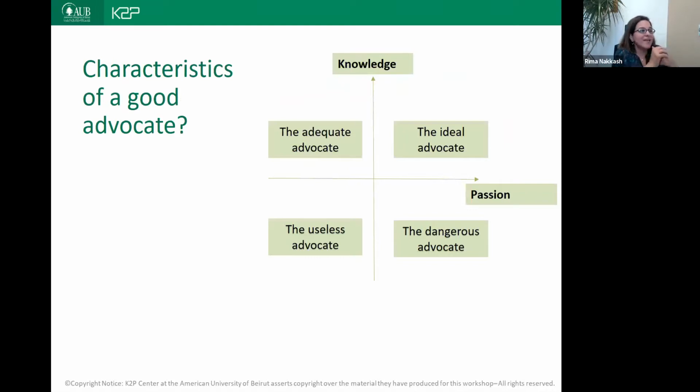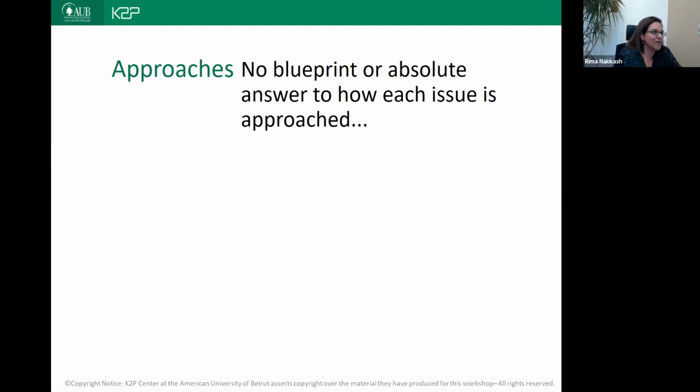So what are the characteristics of a good advocate? Of course, knowledge and evidence, and knowledge about the topic, and we will talk later about how it's an iterative process, that knowledge changes, and evidence also changes. We look at the best available evidence and data at a point in time. But what we think of as an ideal advocate is someone with high knowledge, but also passion and drive. And when we have both, the likelihood of moving forward successfully is higher.